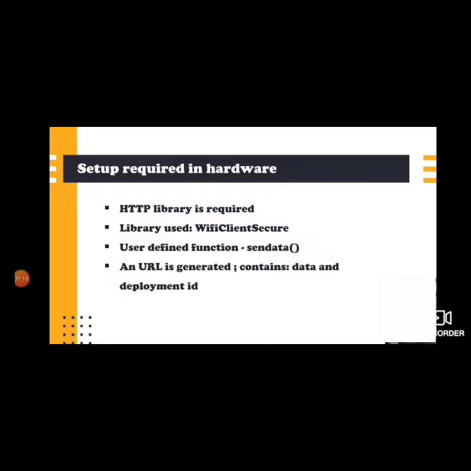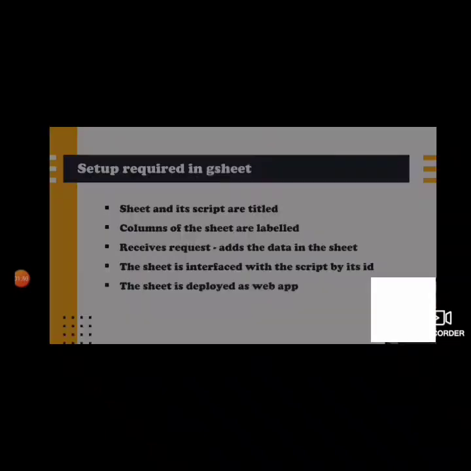2 setups are to be done for the data processing unit. Node MCU setup: an HTTP library has to be used to send a request. Here, the WiFiClientSecure class is used. It implements support for secure connections using TLS, Transport Layer Security, which is an encryption-based communication protocol. A function called sendData is used to push the data into G Sheets. This function generates a URL with the data information and deployment key of the Google Sheet.